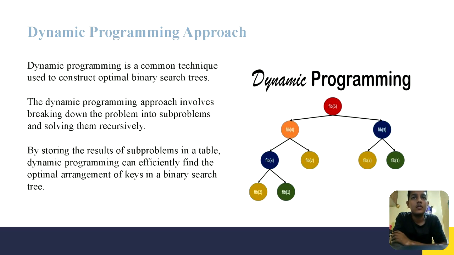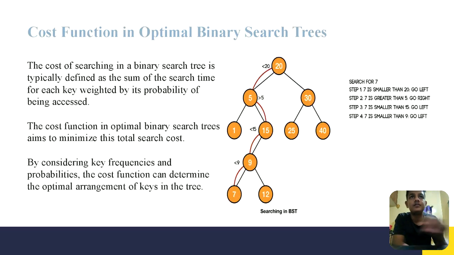The dynamic programming approach involves breaking down the problem, splitting it into subproblems, and solving them. By storing the results of subproblems in a table, dynamic programming can efficiently find the optimal arrangement of keys in a binary search tree.